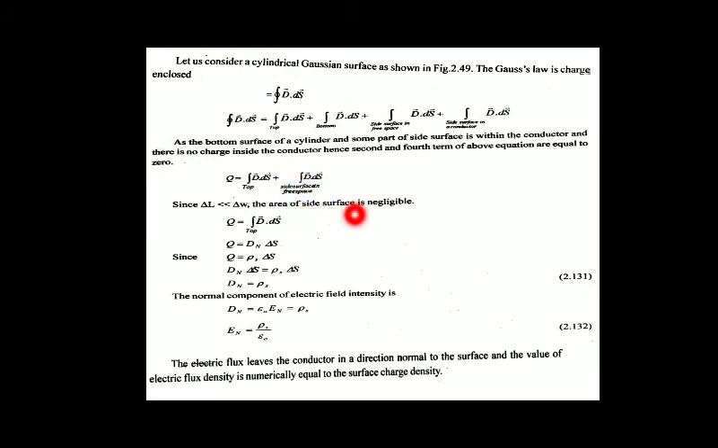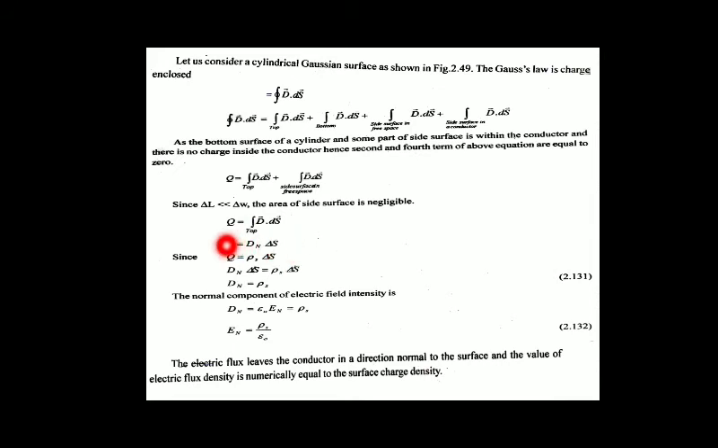So del L is less than del W. The area of the side surface is negligible. So in that case, the only remaining term is the top portion. Basically, this term is negligible, since del L is very small compared to del W. So the total charge inside the surface is equal to D dot dS for the top portion.